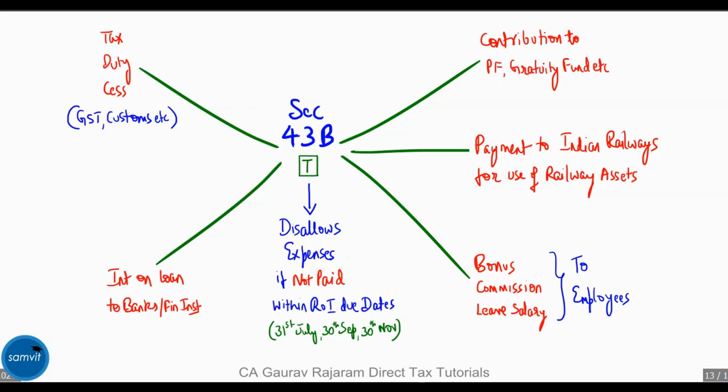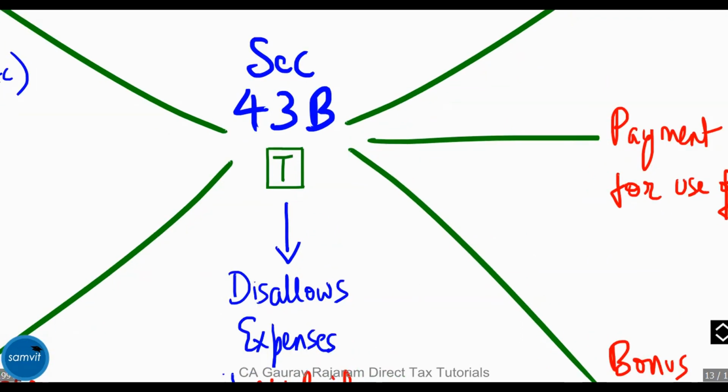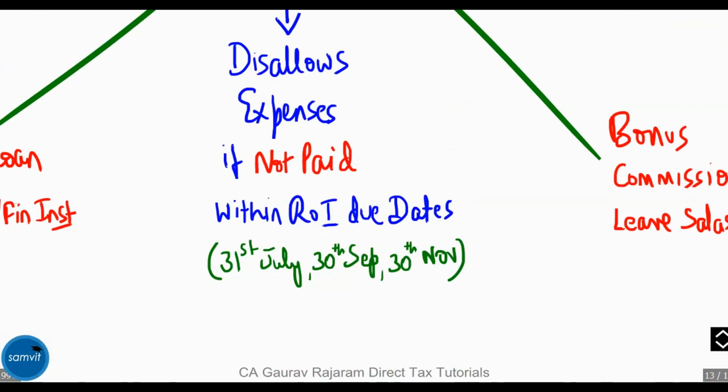Remember, Section 43B is a temporary disallowance and disallows expenses if they are not paid within the return of income due dates, which are 31st July, 30th September and 30th November. However, you will still get the expenditure in the year in which you pay the same.